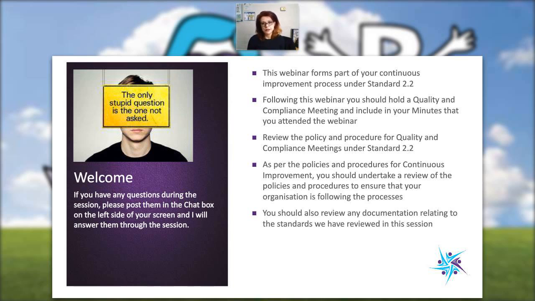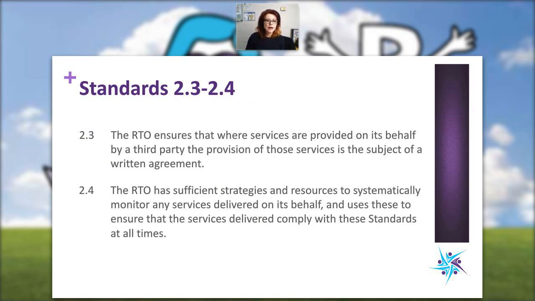The policies and procedures for these clauses are pretty straightforward. I couldn't see any reason why you may make some adjustments unless you've got different arrangements in place for third parties and how you're going to manage those. So per the policies and procedures for continuous improvement, you should take a review of the policies and procedures, and any supporting documentation you should review as well.